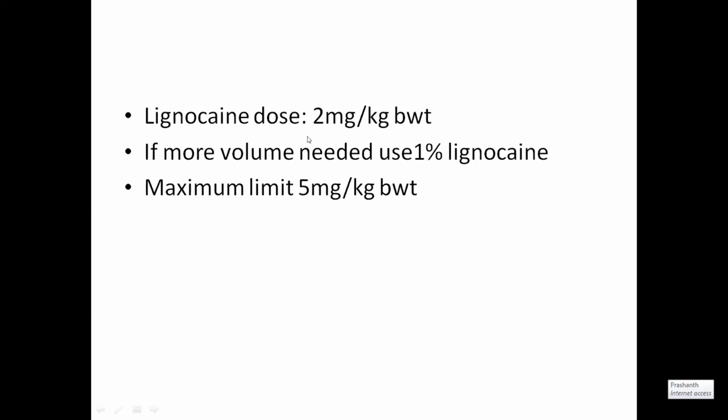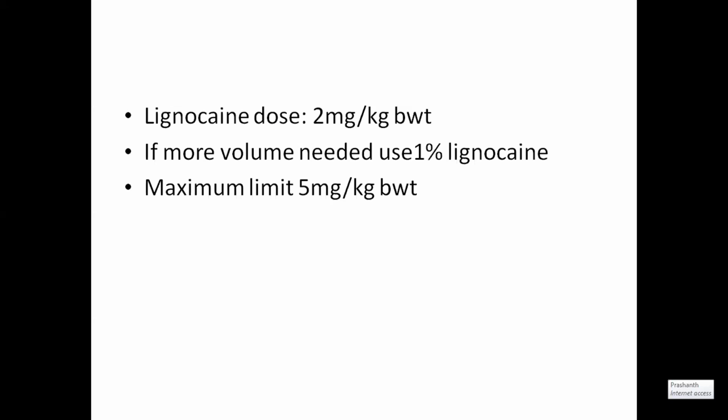Usually the lignocaine we get is 2%, that is around 20 milligram per ml. So whenever a case is presented to us, we should calculate it. If the animal weighs around 20 kg, the dose rate is 2 mg per kg body weight, that is 40 mg. That means the dose we should use for that animal is around 2 ml. 2 ml is enough for this particular case.